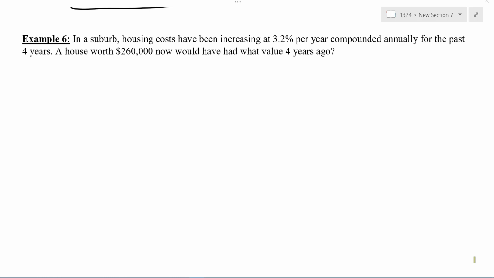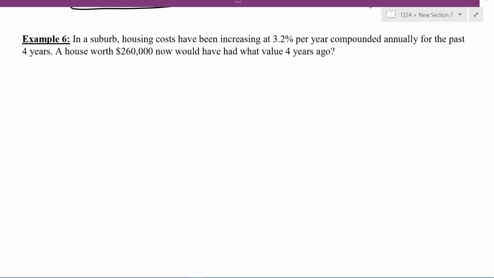Example 6. In a suburb, housing costs have been increasing at 3.2% per year, compounded annually, for the past 4 years. A house worth $260,000 now would have had what value 4 years ago?